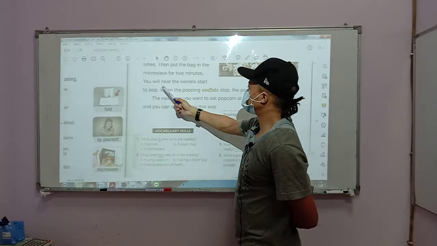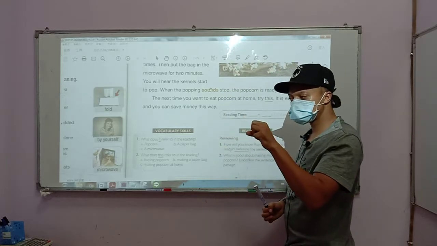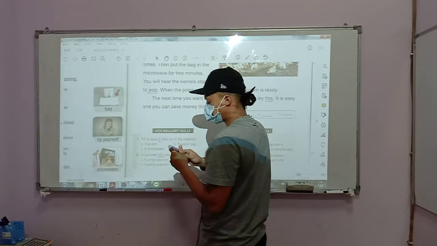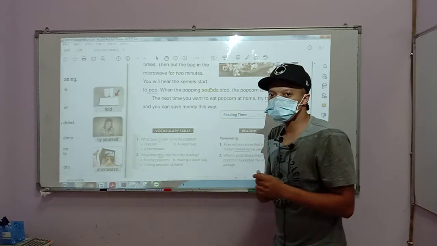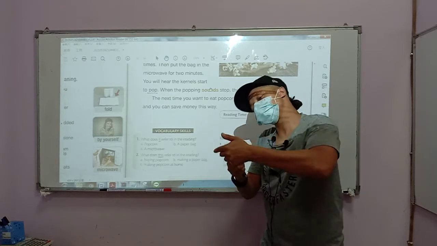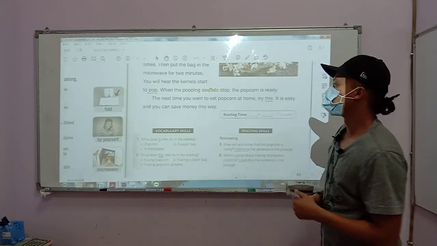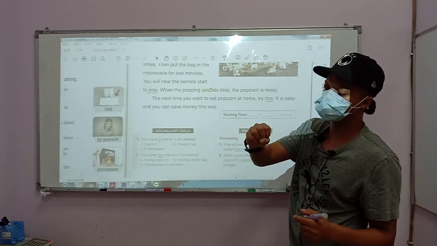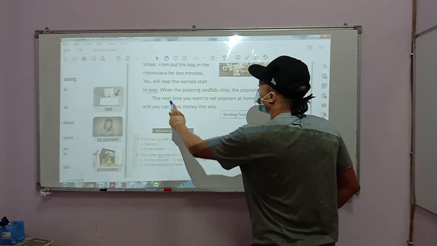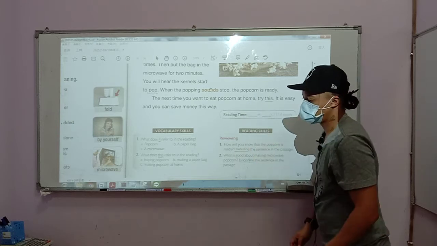Then it says, you will hear the kernels start to pop. So you can hear it go pop, pop, pop, pop. Okay? So it'll make a popping sound. Like imagine when you open your water bottle, right? And you just open it up quickly, it makes a pop sound. Alright? So that's what you'll hear the kernel poof, explode into these white pieces. Alright. When the popping sounds stop, the popcorn is ready.